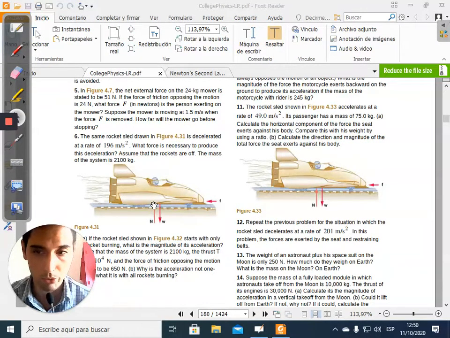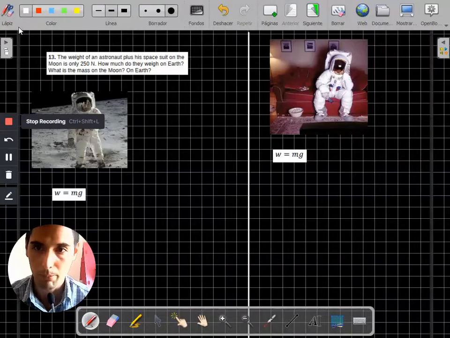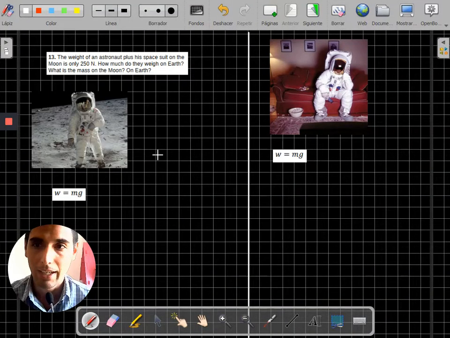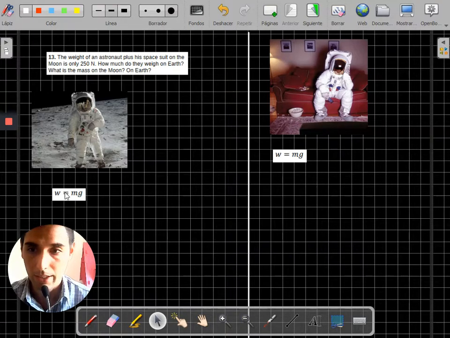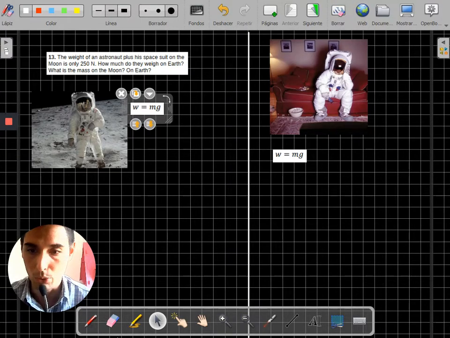What is the mass on the moon? On Earth? So let's try to solve it, and the exercise is on our blackboard waiting for us, and there we have it. First of all, we are going to calculate the weight of the astronaut. No, wait, we already have it here. So we already have the weight of the astronaut. What we need to isolate is the mass of the astronaut plus his spacesuit.